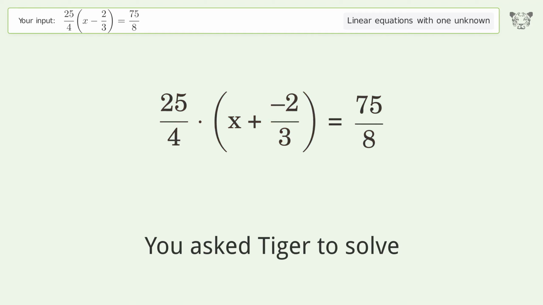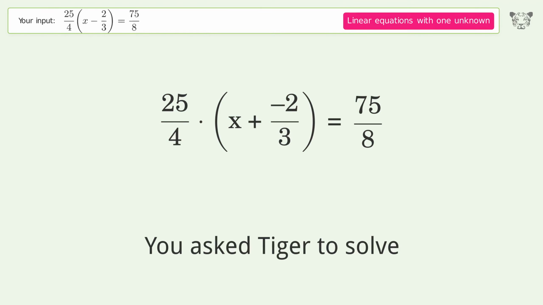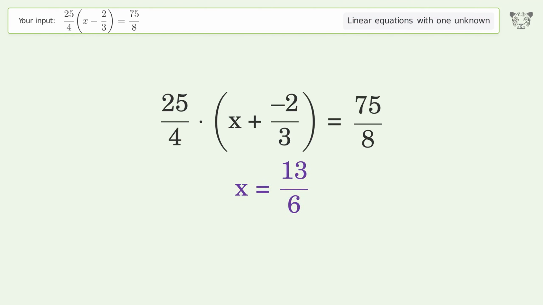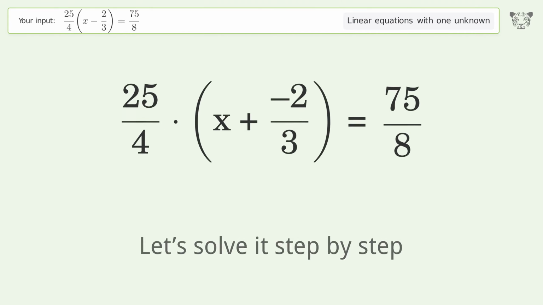You ask Tiger to solve. This deals with linear equations with one unknown. The final result is x equals 13 over 6. Let's solve it step by step.